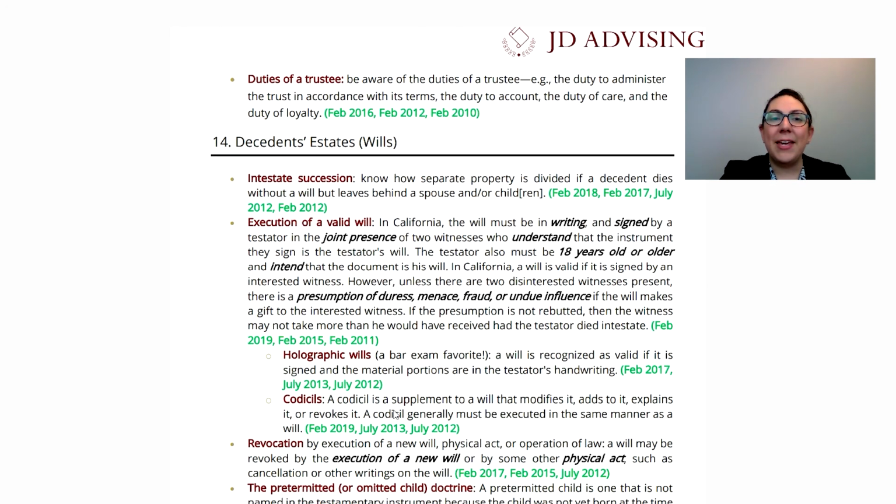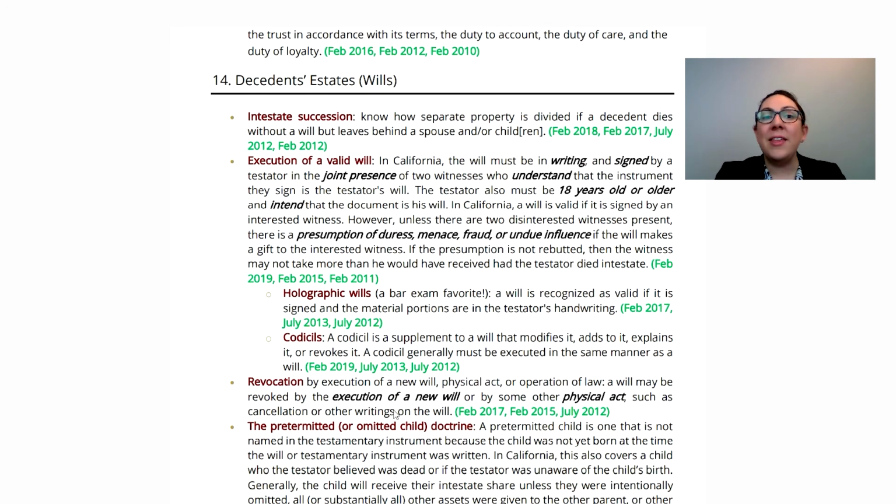Our final topic is wills. One of the things they actually test here is intestate succession, which is what to do if there is no will. So not only do you need to know about wills, but you need to know what to do if the person has not created a will.